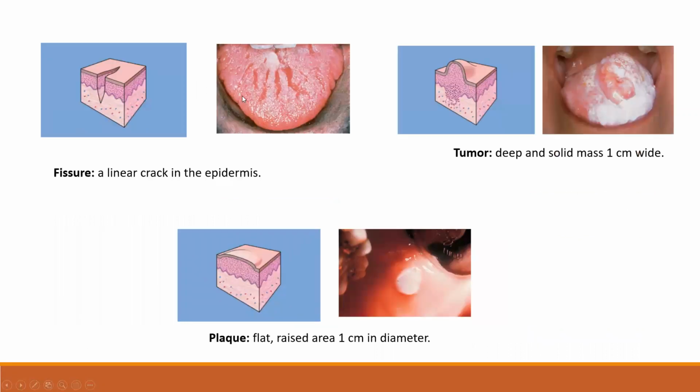A fissure is a linear crack in the mucosa which can also enter the connective tissues. A plaque is a flat raised area, which is white or can be any other color. Basically, it's raised and more than 1 centimeter in diameter. A tumor is a deep solid mass, which is 1 centimeter or more, or can be less depending upon the lesion.